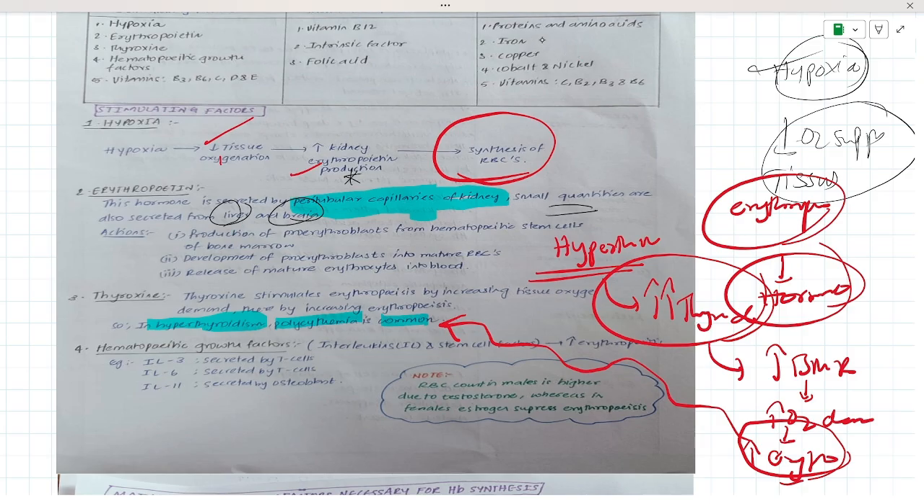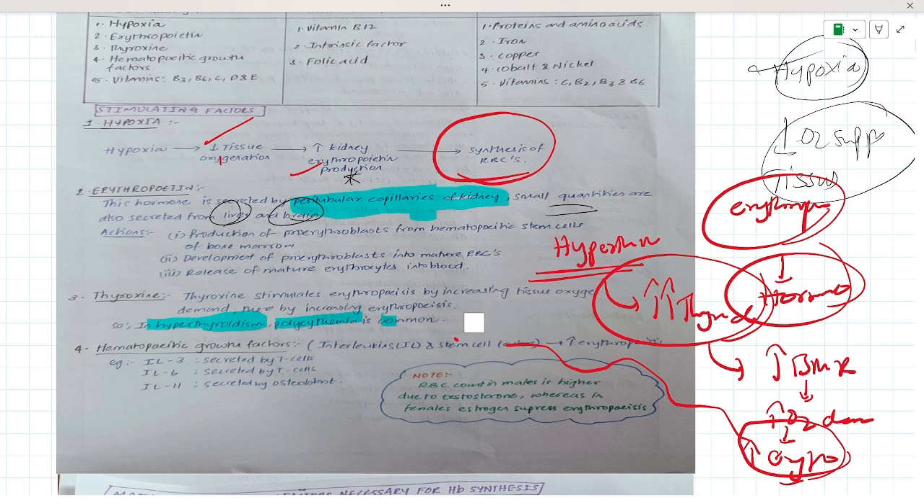And the next factor, which is the most important factor, is the hematopoietic growth factors. These hematopoietic growth factors are interleukins, basically, and stem cell factors also. These interleukins and stem cell factors increase the erythropoiesis. Here are some examples. Interleukin 3 is secreted by T cells. Interleukin 6 is secreted by T cells. Interleukin 11 is secreted by osteoblasts. I hope you are clear.